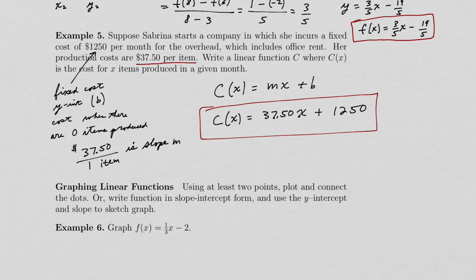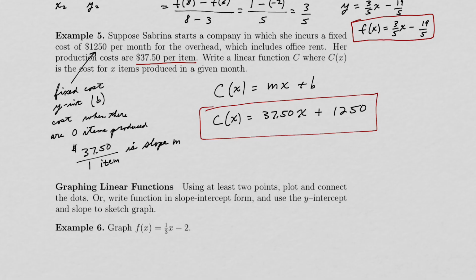Okay, and notice it makes sense. If zero items are produced in a month, if you plug in 0 for x, what do you get for C? Well, you're just going to get 1250, because that's like the initial cost when 0 items are produced. That's what you need up front. Then if 1 item was produced per month, then it'd be 37.5 times 1 plus 1250. Add those together. That would be the cost per month if 1 item was produced. It'd be C of 1, and so on and so forth.